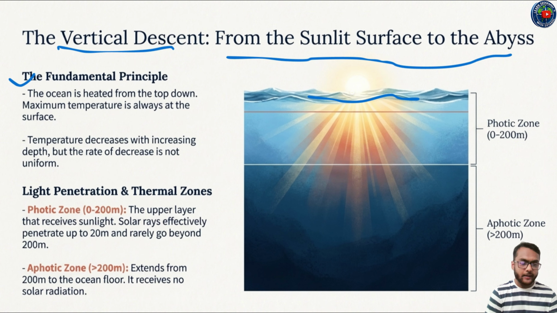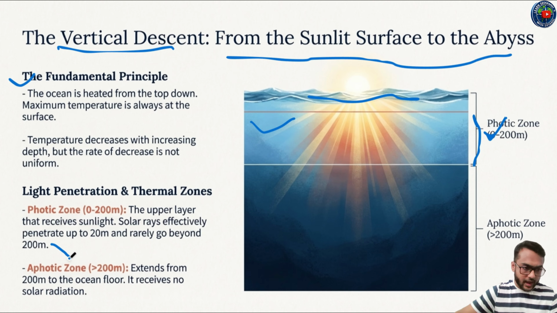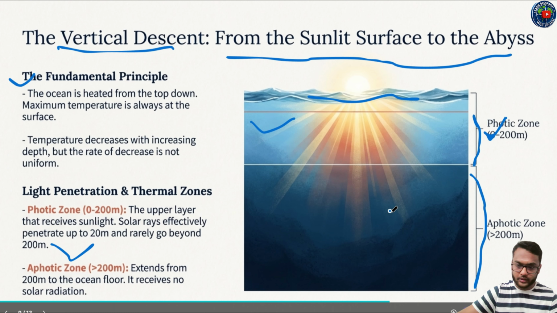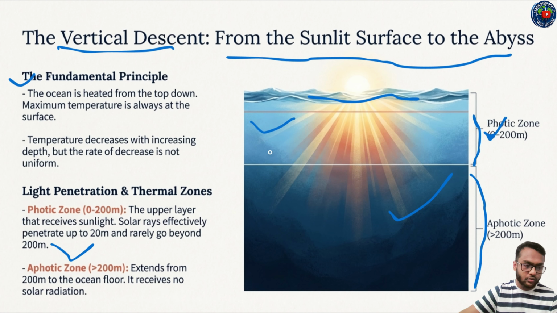Light penetration and thermal zones. The photic zone, 0 to 200 meters. The upper layer receives sunlight. Solar rays effectively penetrate up to 20 meters and rarely go beyond 200 meters. And the aphotic zone, more than 200 meters: this portion extends from 200 meters to the ocean floor. It receives no solar radiation. That's why it's colder than the first layer.